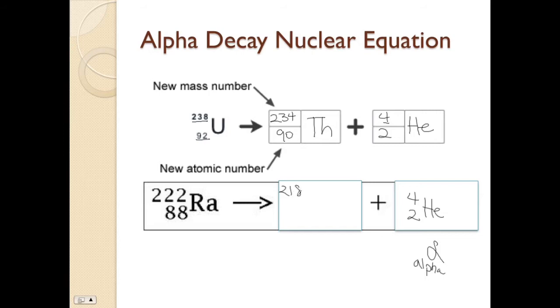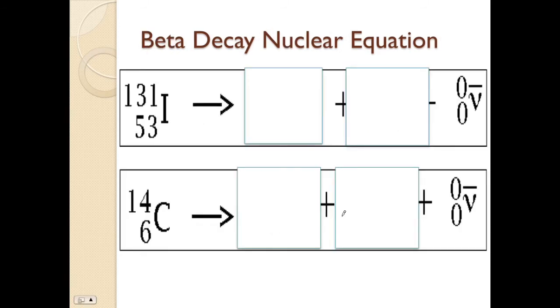And I got to do the same thing with the atomic number. So I've got 88 on one side, that means I need to have 86, plus 2 gives me my 88. So that means my atomic number is 86. So I have radon, Rn. Wow, that is remarkably easy. Okay. All right. So let's try something a little bit different.